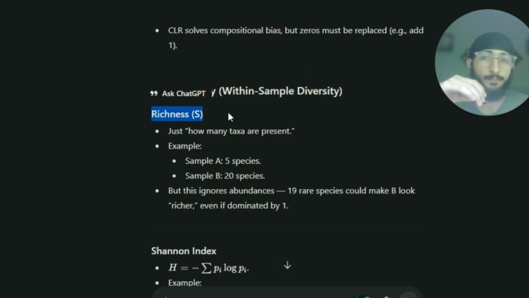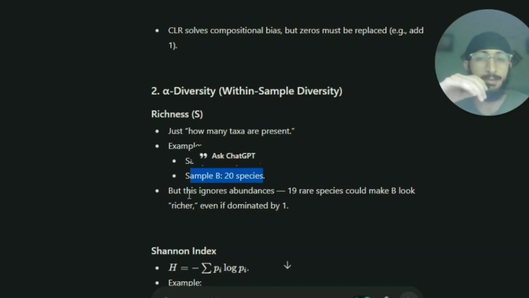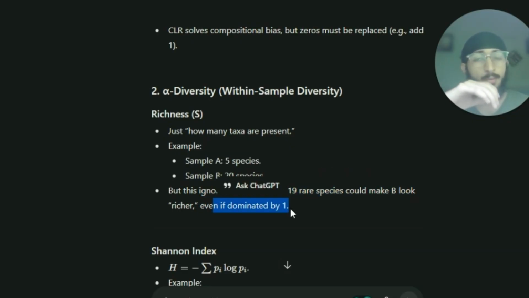Now alpha diversity, which is within-sample or intra-sample diversity. Firstly, we have the metric richness S, which denotes how many taxa are present. Example, sample A has 5 species, sample B has 20 species, but this ignores the abundances. That is, 19 rare species could make B look richer even if dominated by 1.